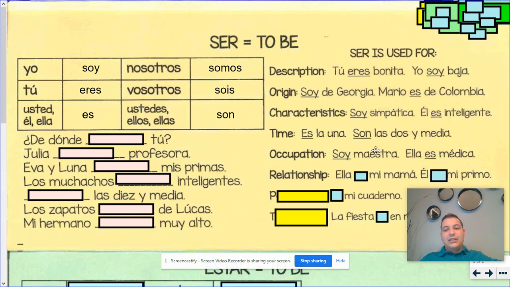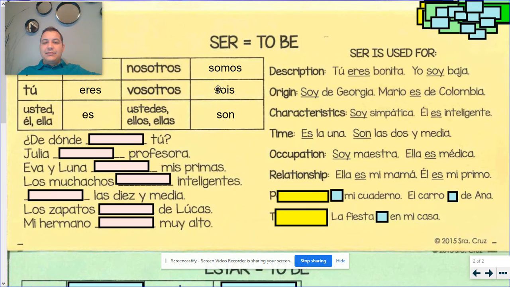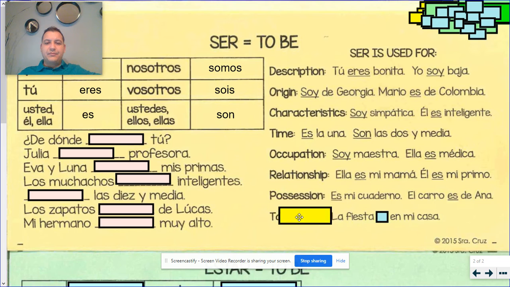R for relationship. You can use the verb to be, ser, for relationship. Ella, she, es mi mamá. Él es mi primo. She is my mother, and he is my cousin. For relationships, okay? Next one, we're going to use for possession. It is my notebook. Es mi cuaderno. El carro, the car, es de Ana, belongs to Ana, okay? Possession is de Ana. It's Ana's car.